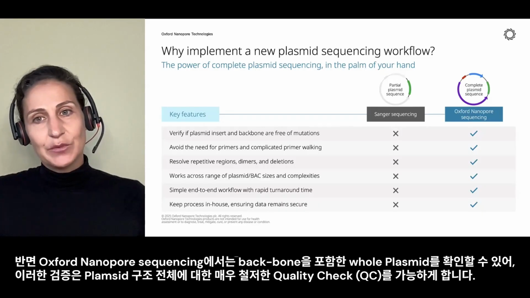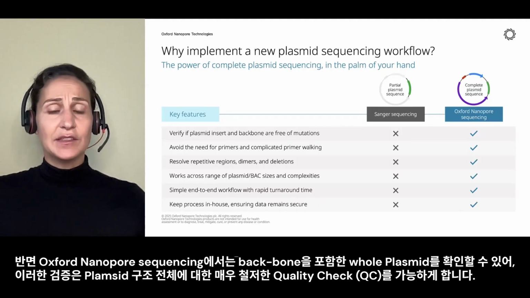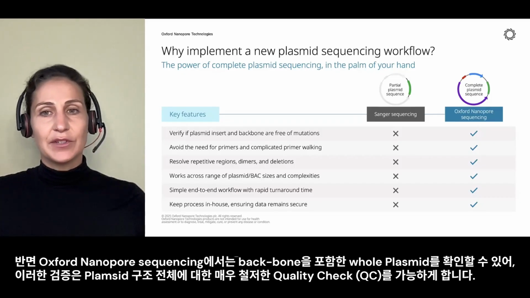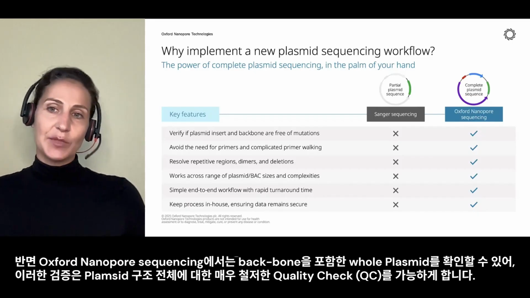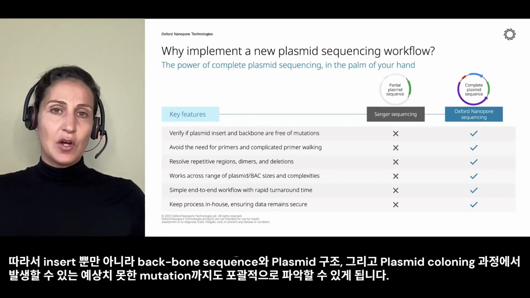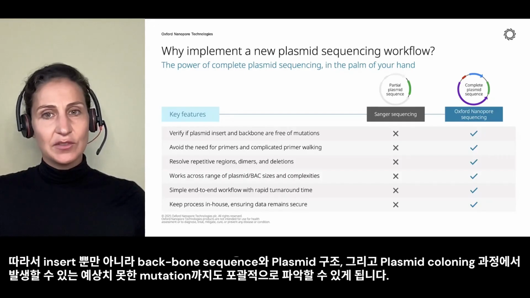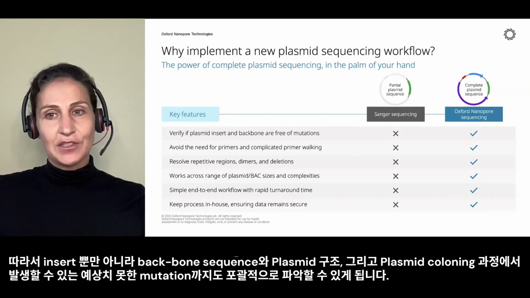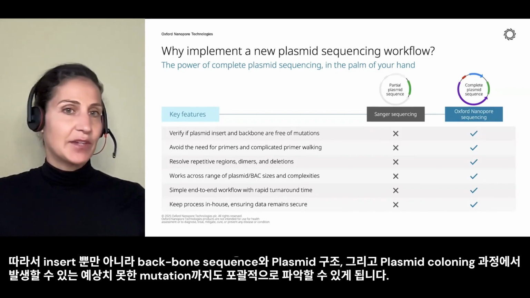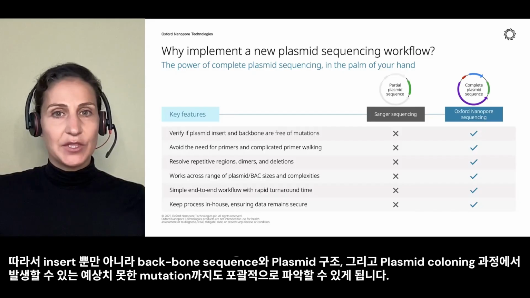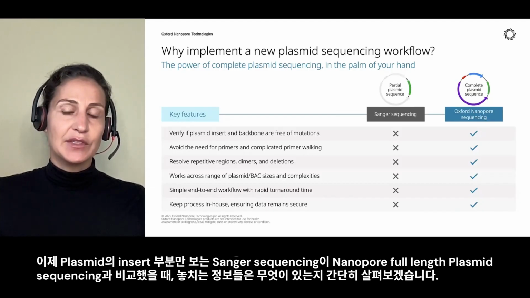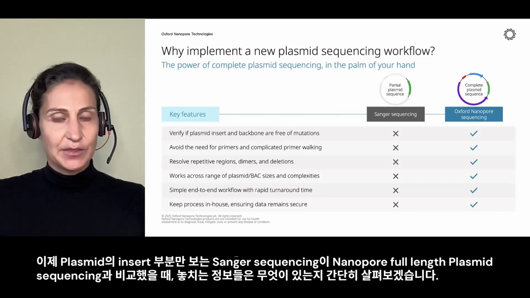With Oxford Nanopore sequencing, on the other hand, we look at the entire plasmid, including the backbone, and this verification allows for a very thorough assessment of the entire plasmid construct, providing a comprehensive overview of not just the inserts, but the backbone sequence, as well as the structure, and any potentially unexpected modifications that might have happened during the plasmid cloning process. So let's take a quick look and compare what insert-only Sanger sequencing misses compared to nanopore full-length plasmid sequencing.